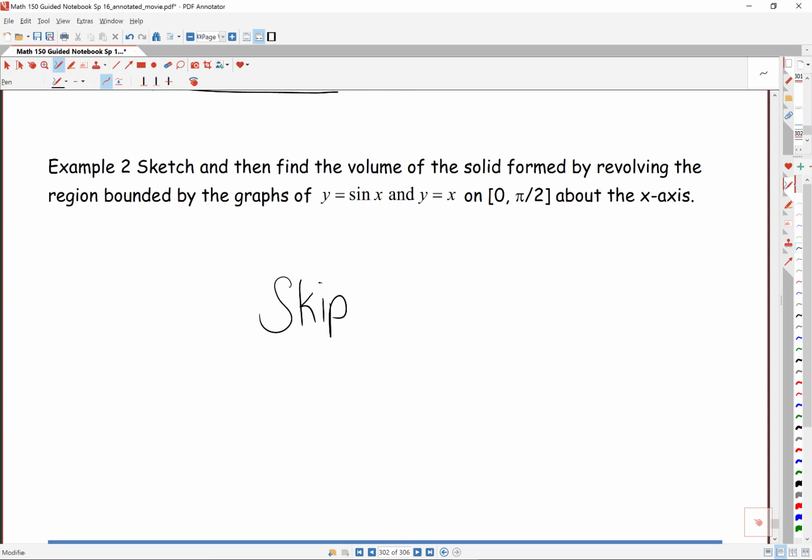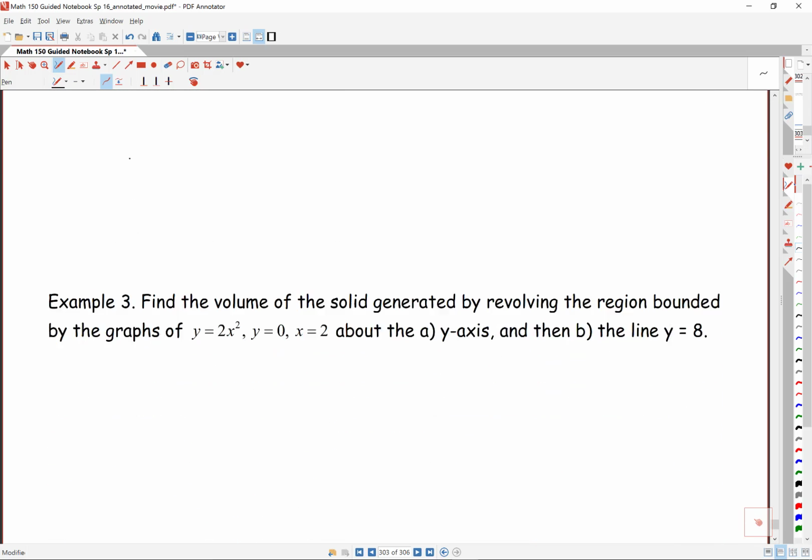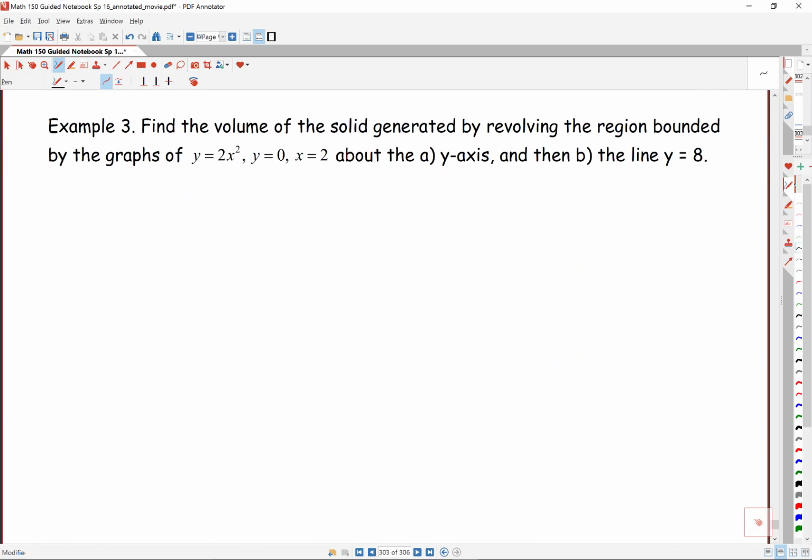Okay, let's look at this guy here. We've got a couple different problems here. We want to find the volume of the solid generated by revolving the region bounded by the graphs of y is 2x squared, y is 0, and x equals 2, about first the y-axis and then the line y equals 8. So let's check out what we have.